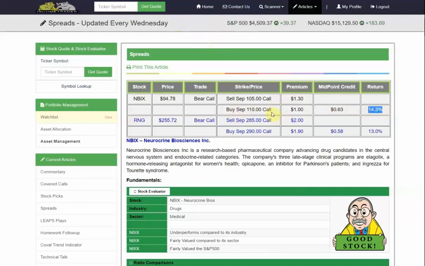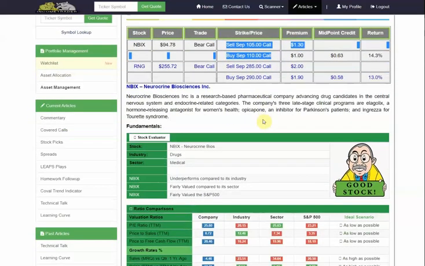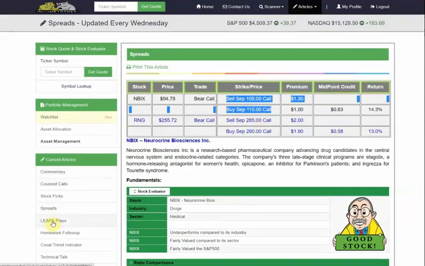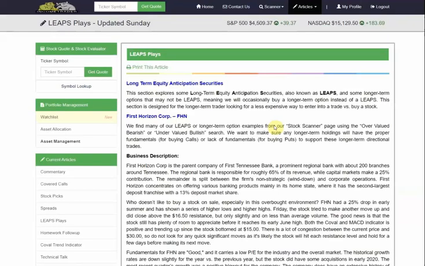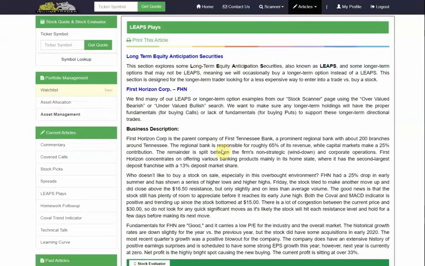14% return on a 2-week trade and what the actual trade is. So we'll cover some of this at your live class on the spread trades. Beneath that, we have a LEAPS play, and this is just a really long-term option. What is a LEAPS trade right now?